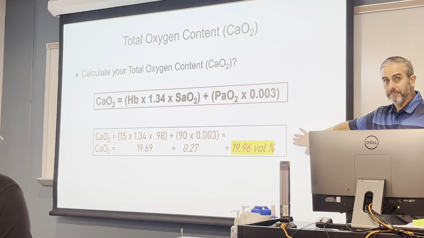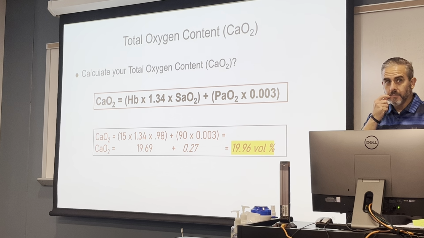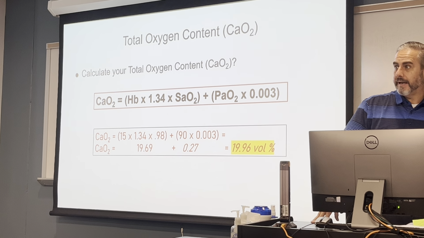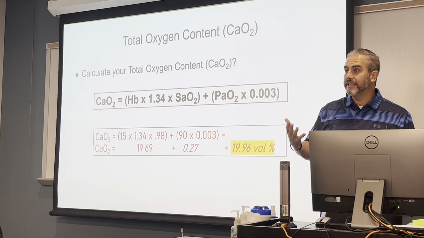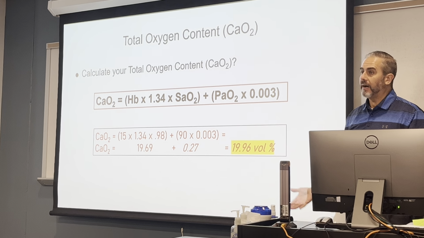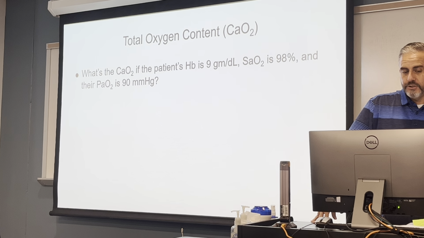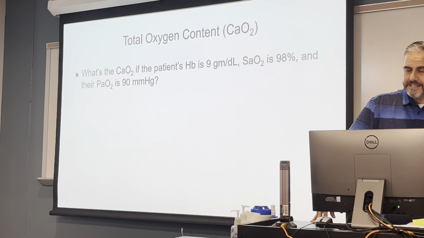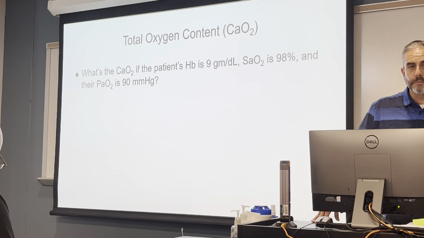Okay, everybody okay with the math here, at least to get this number? Because guess what's going to happen? We're going to have patients with different values than ours, and we need to know, are they able to provide themselves with enough oxygen? All right, second question. What's the CaO2, total oxygen content, if the patient's hemoglobin now is 9, saturation is 98%, and their PO2 is 90?